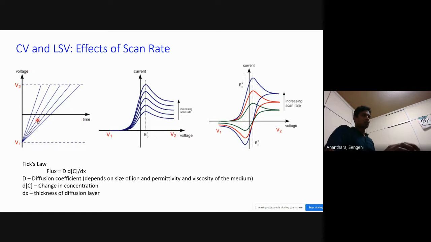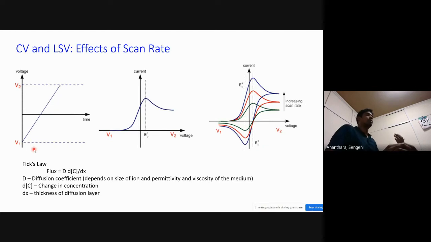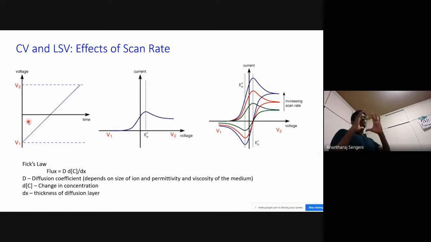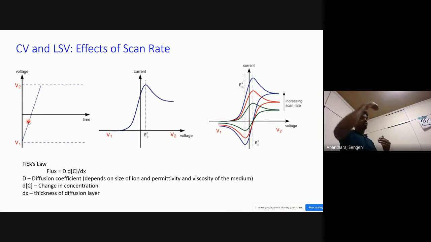This image shows how the rate of sweeping or ramping is increased with time. When you sweep the potential from V1 to V2 at a very slow scan rate, you take more time, but with increasing scan rate, the time is reduced. So we give the interface less time to build up a thicker diffusion layer. In my earlier session, I said that the thicker the diffusion layer, the lower the amount of electroactive species reaching the electrode surface, so the current will always be lower.